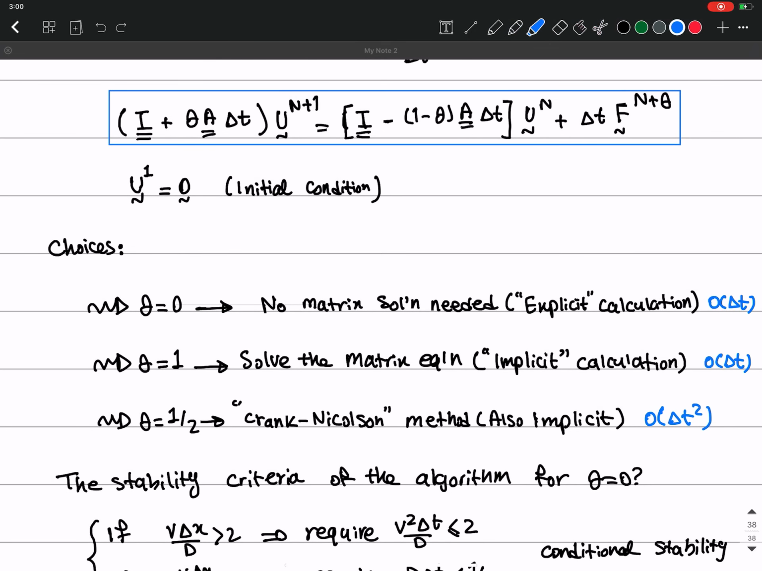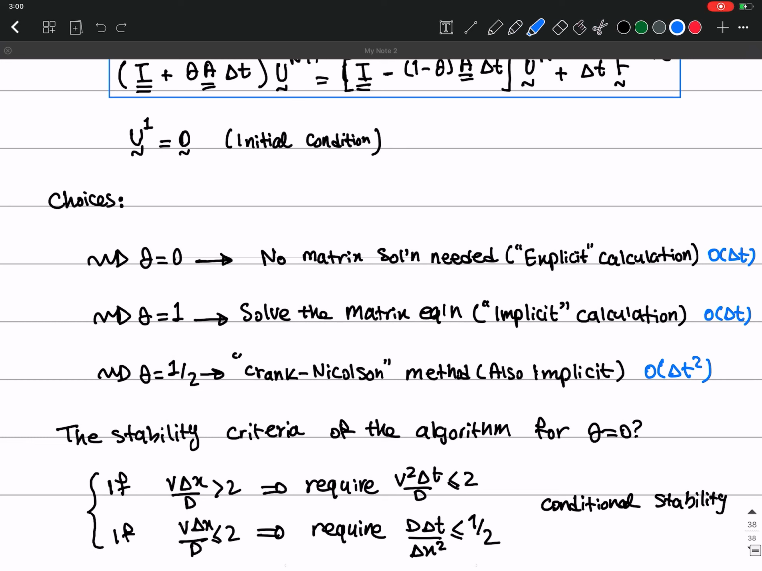And then theta equals 1/2 is where we have the Crank-Nicolson method, and the good thing about it is that the order of accuracy is increased. We are going to have a second order accurate scheme in time, order delta t squared.